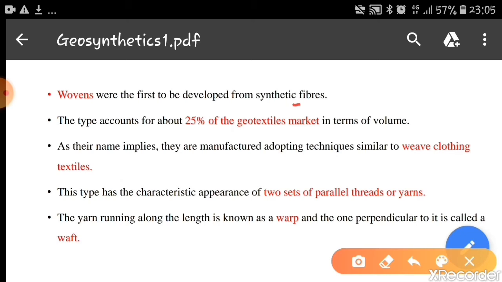This type accounts for 25% of the geotextile market in terms of volume. As their name implies, they are manufactured adopting techniques similar to weaving clothing textiles. This type has a characteristic appearance of two sets of parallel threads or yarns. Already you have seen the figure where in both the directions we can see the threads or yarns. The yarn running along the length is known as warp and the one perpendicular to it is called weft. These are the two names given for this woven geosynthetic.